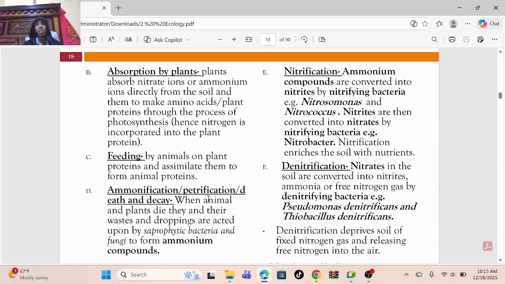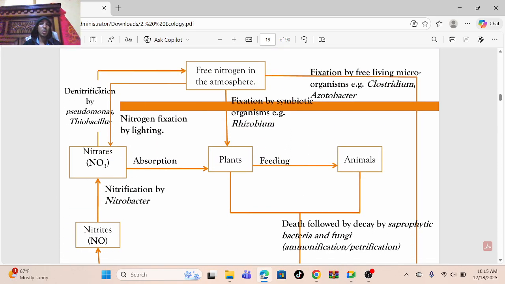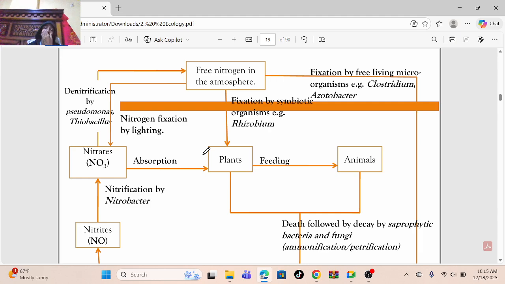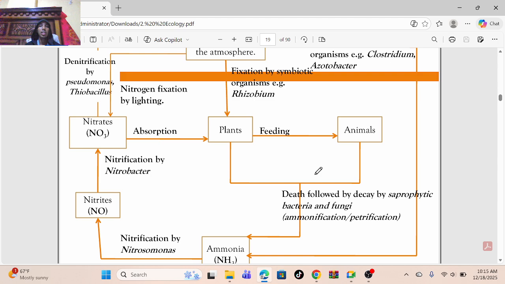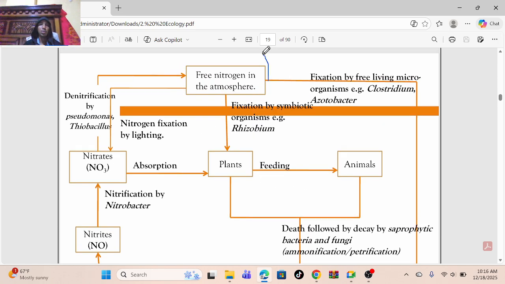So kabla hatujasoma hizi mambo yote, acha tuende kwa diagram. This diagram is super easy and it's very important. It's just like other processes. Sometimes you don't calculate exactly vile iko, lakini you have to know each one inatoka wapi, nini inaingia huko. So tuanze from nitrogen in the atmosphere.